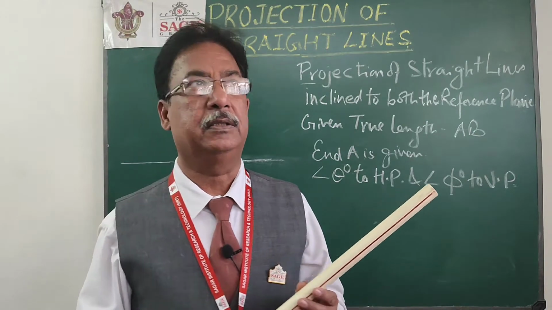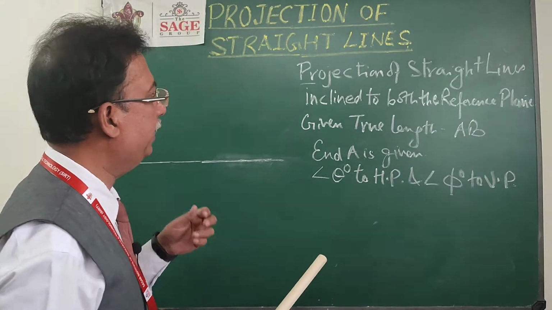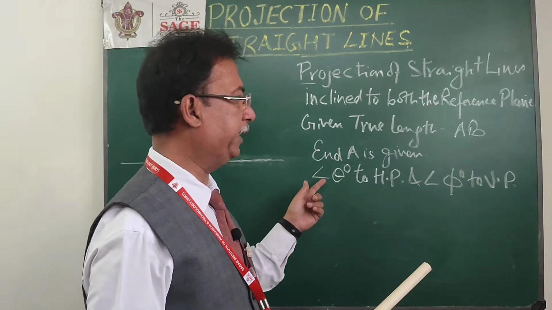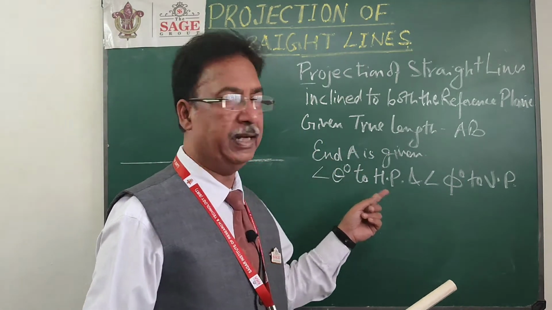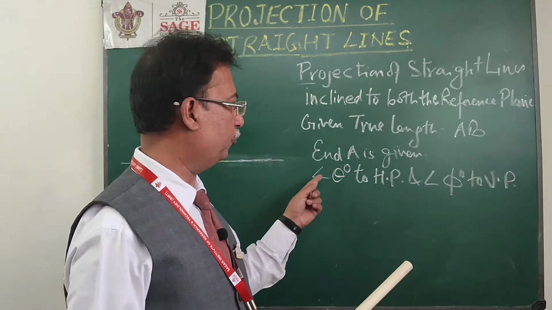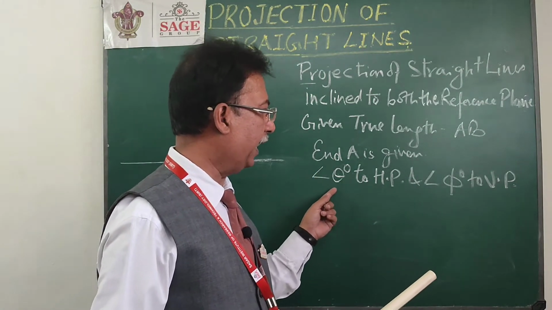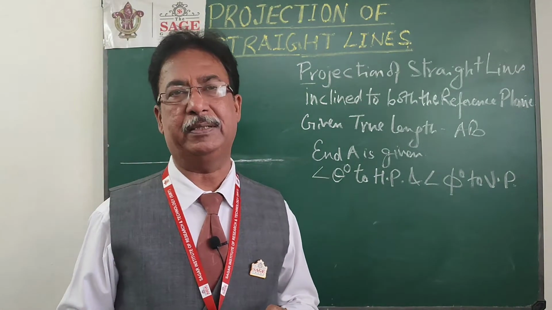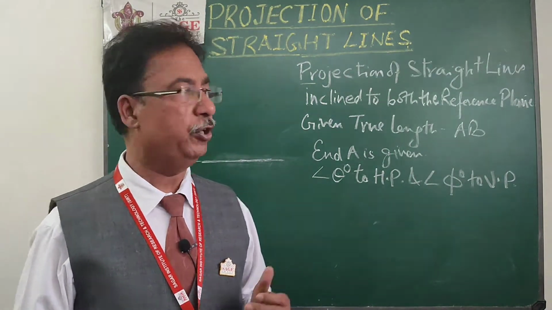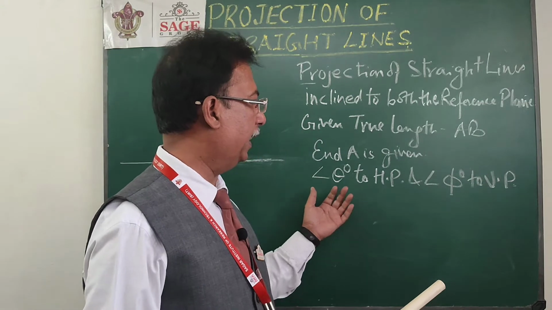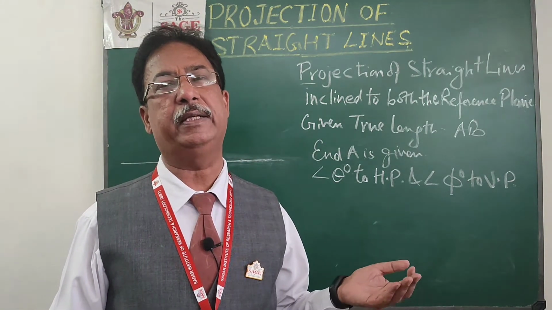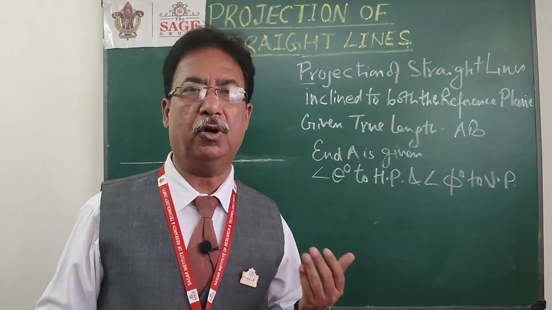So suppose in the first case I am taking a line for which the true length will be given to me. The first end, that is the fixed end A, will be given, and the line will be inclined to HP by some angle theta degree and inclined to VP by some angle phi degree. If I want to solve this problem, as this line is inclined to both planes, we know that it will not give us the true length in any of the projections. So how will we solve this problem?